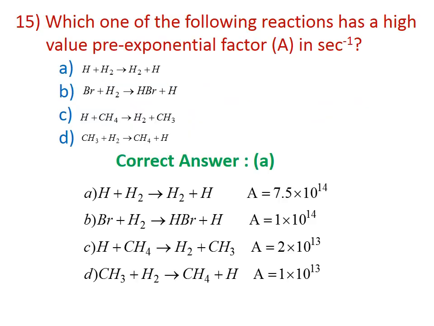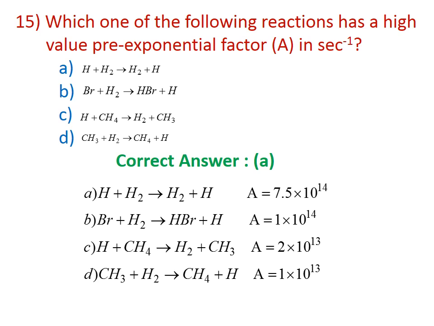Which one of the following reactions has the highest pre-exponential factor A in terms of second power minus 1? The correct answer for this question is A, and the values are given below. For the first reaction, H plus H2 gives H2 plus H, A will be equal to 7.5 into 10 to the power of 14, second power minus 1. For Br plus H2 gives HBr plus H, A will be equal to 1 into 10 to the power of 14.